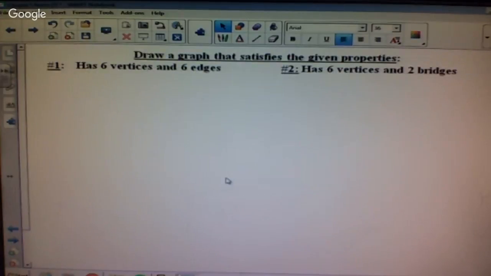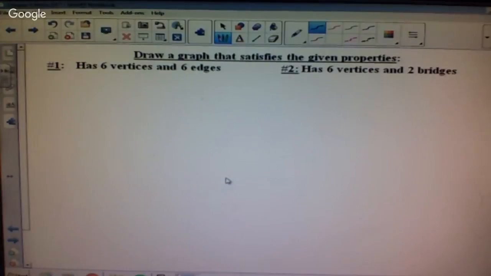Okay. Let's practice some more pretty pictures. We like pretty pictures. Draw a graph that satisfies the given properties. We want to have 6 vertices and 6 edges.